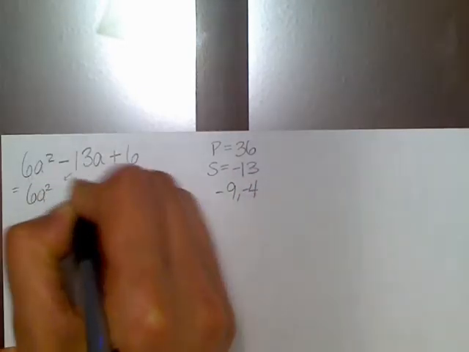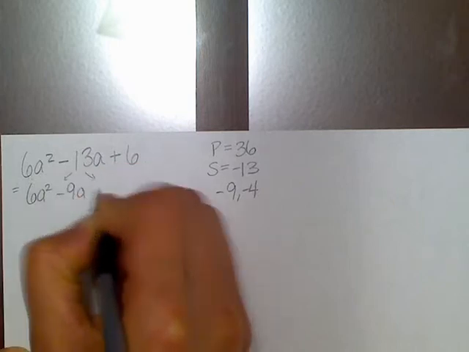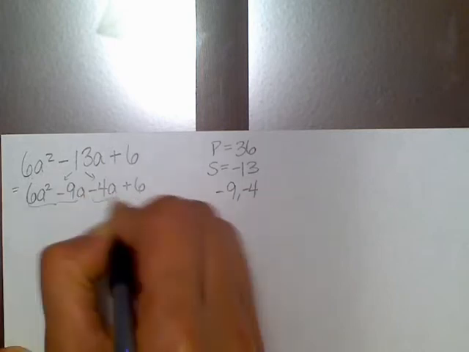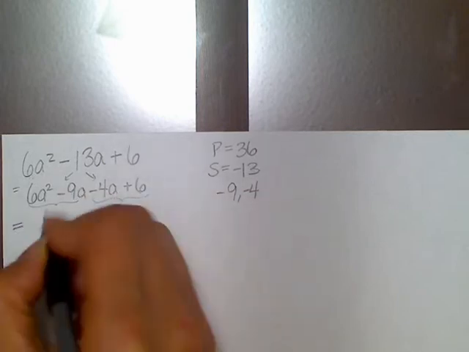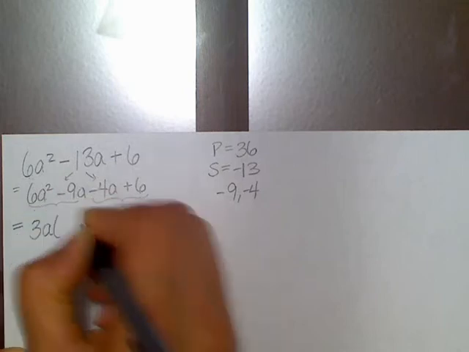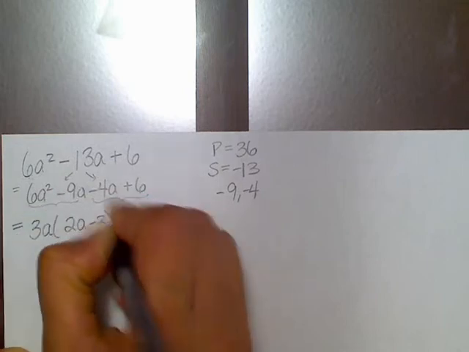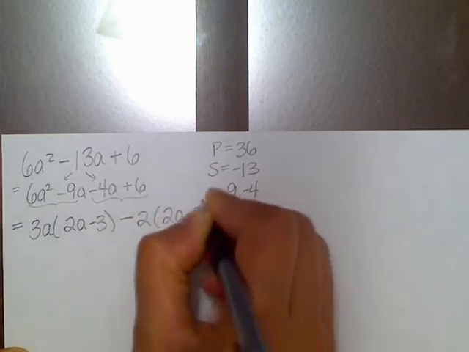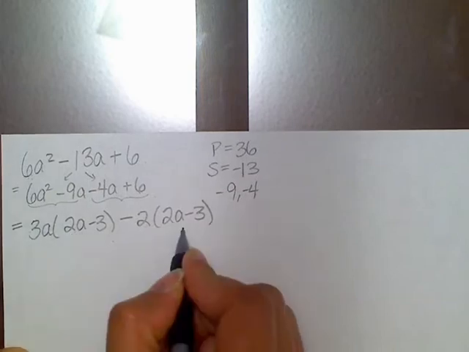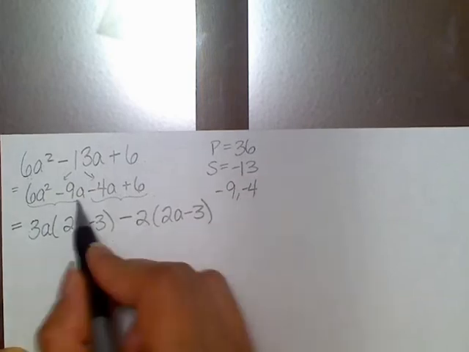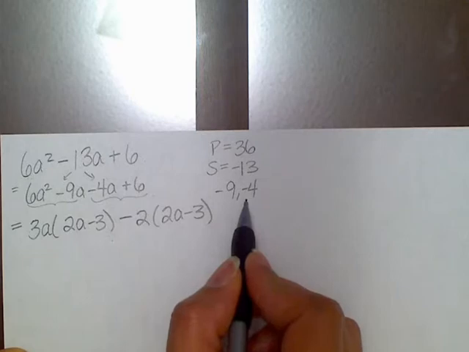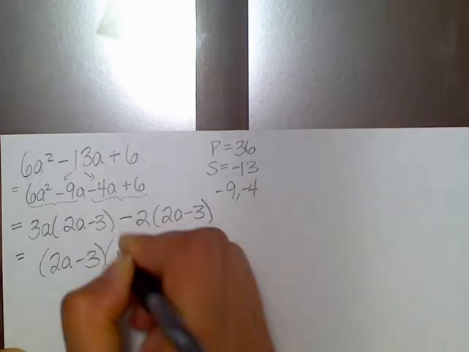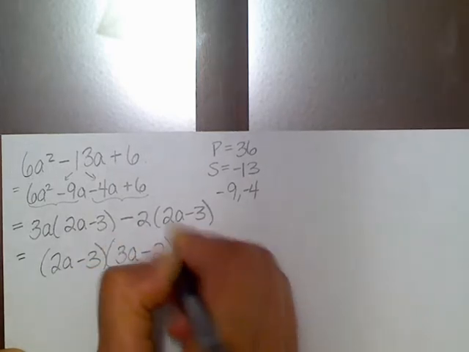From here, you break up the middle term into two parts: minus 9a and minus 4a plus 6. And then you factor by grouping the terms. I'm going to look at the first two terms and look for a common factor, which is 3a, and I'm left with 2a minus 3. Then I'll look at the last two terms and factor out minus 2 and be left with 2a minus 3 as well. If these two brackets are not the same, then either you factored incorrectly or the two numbers you chose were not correct. And so what I'm left with is 2a minus 3 multiplied with 3a minus 2.